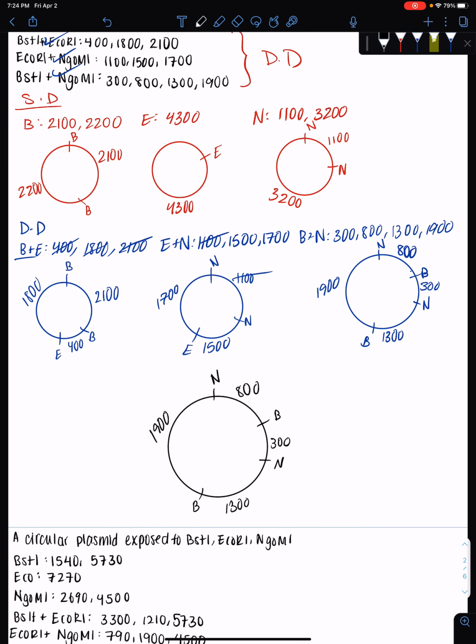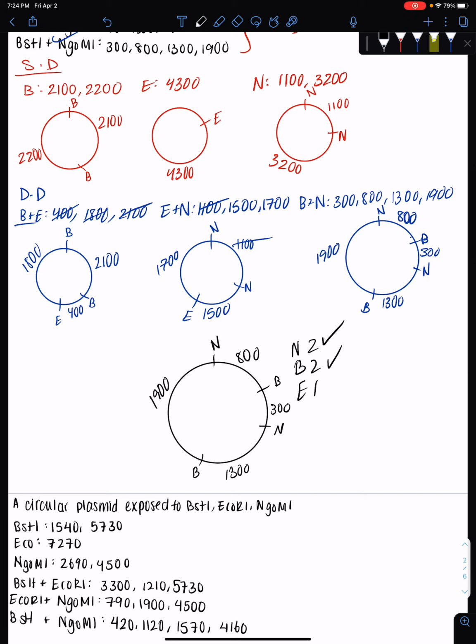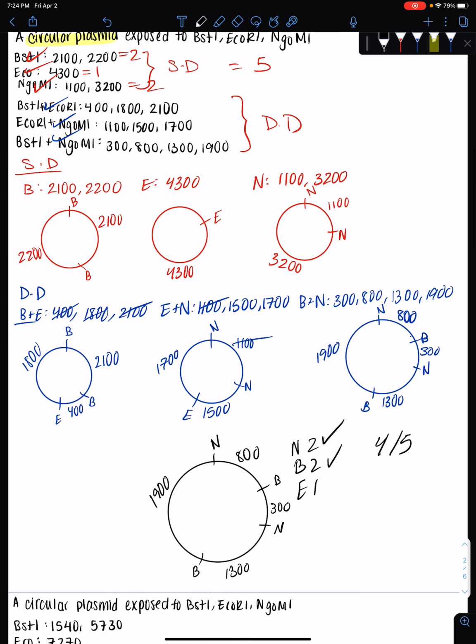All right, so we knew that N made 2 cuts and B made 2 cuts and E makes 1 cut. However, the amount of cuts we have on this is 4. So we're missing 1 cut. And that's supposed to be done by E. So up here, let's look at all of the information we have about our double digests. And let's take a closer look at the double digest involving E right here.